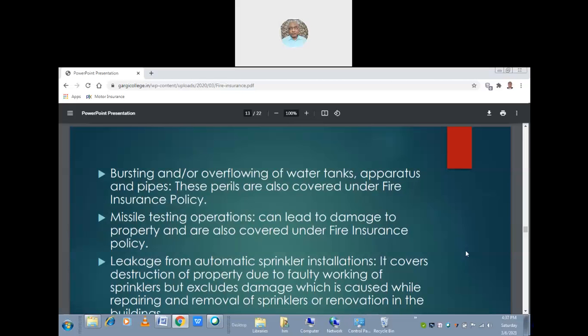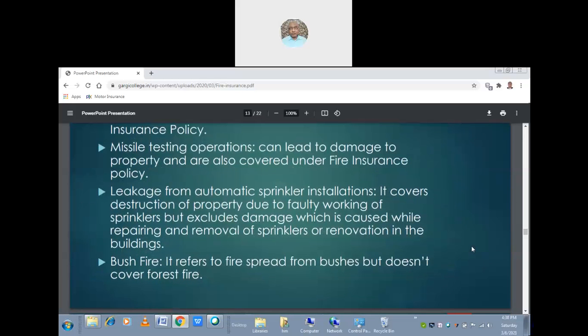So missile testing operations can lead to damage to the property and are also covered under the fire insurance policies. But leakage from the automatic sprinklers or installations covers the destruction of the property due to the faulty working of the sprinklers, but excludes the damage caused while repairing and removal of the sprinklers or renovation in the building. If there is negligence on the part of the crew members at the time, it will not be covered.